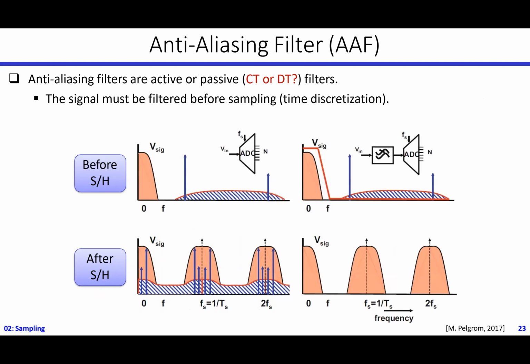Now, again, we need an anti-aliasing filter that is supposed to cut everything outside my frequency band of interest. What do you expect this filter to be? An analog filter, you remember, can be either an active filter using an op-amp, or a passive one using just a capacitor and resistor. So do you expect this filter to work in continuous time or in discrete time, and why? Any idea?